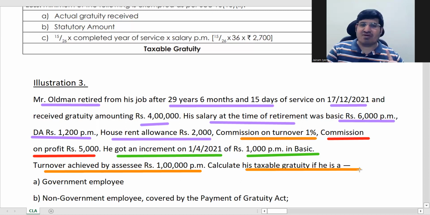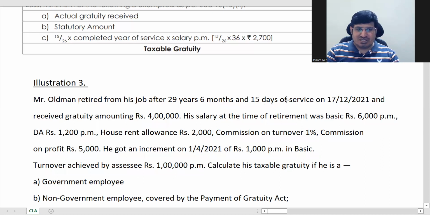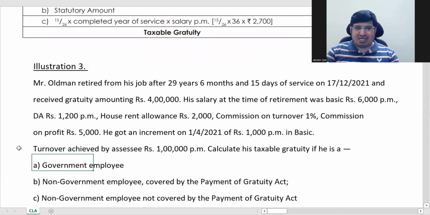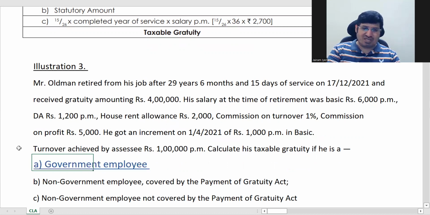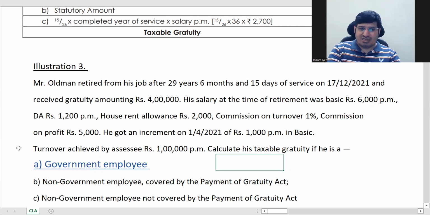We don't have to calculate the taxable salary here. We only have to calculate taxable gratuity. The cases are: a government employee, a non-government employee covered under the Payment of Gratuity Act, and a non-government employee not covered under the Payment of Gratuity Act. These are the three things given. First of all, tell me, what if he's a government employee? Fully exempt. Fully exempt if it is a government employee.